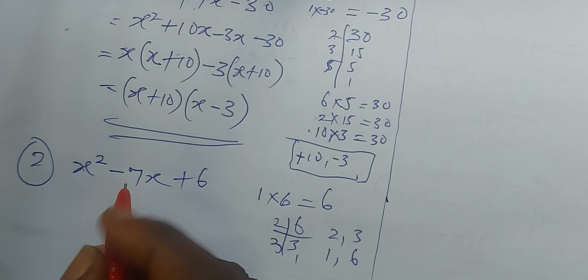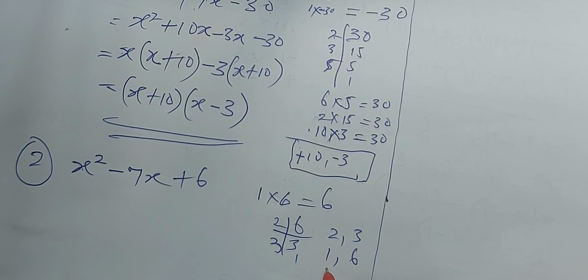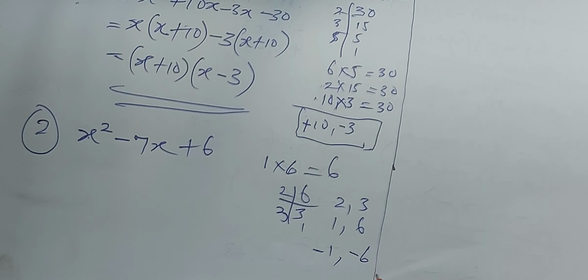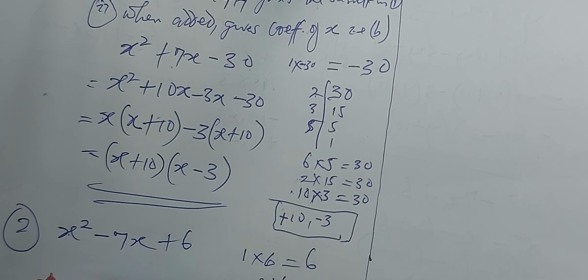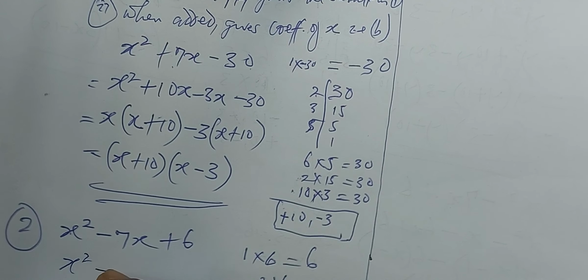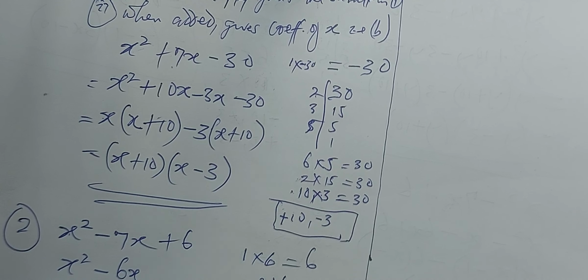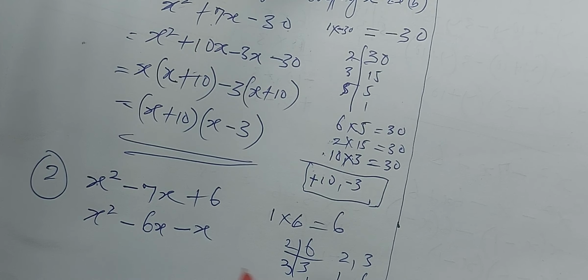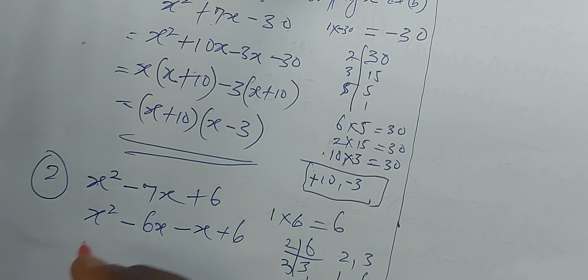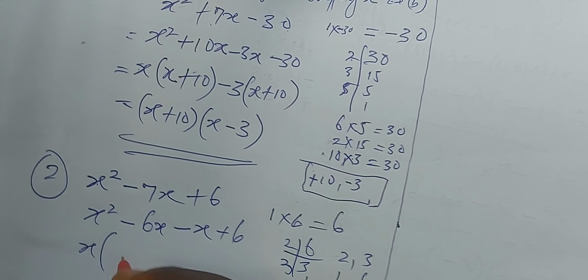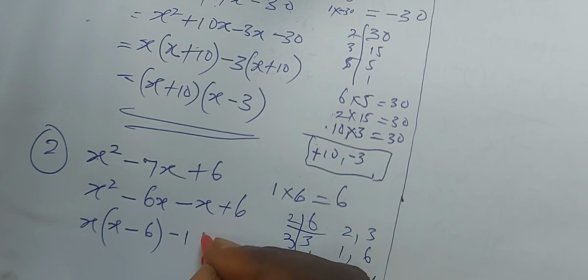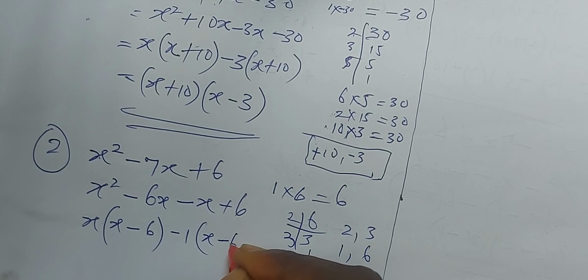Which one will give us this minus 7? Is this. So when you add minus 1, minus 6, you are going to have this. So you now put x squared minus 6x minus x, which is 1, plus 6. So factorize, x is common, minus 6. What is common? Minus 1 is common. We have x minus 6.